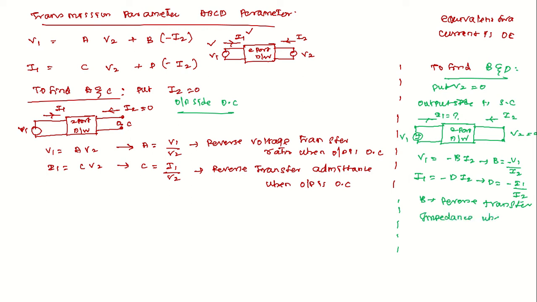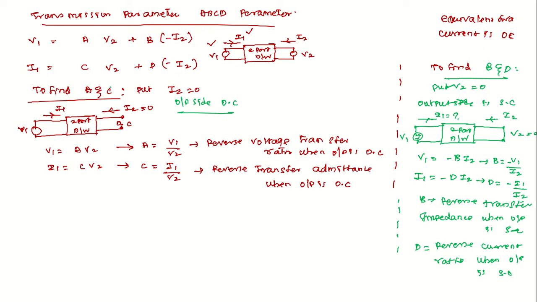when the output is short circuited, and D is I1 by I2, right? I1 by I2 is a current ratio, and that is also called the reverse current ratio when the output is short circuited. So these are the parameters that we have to take into account.